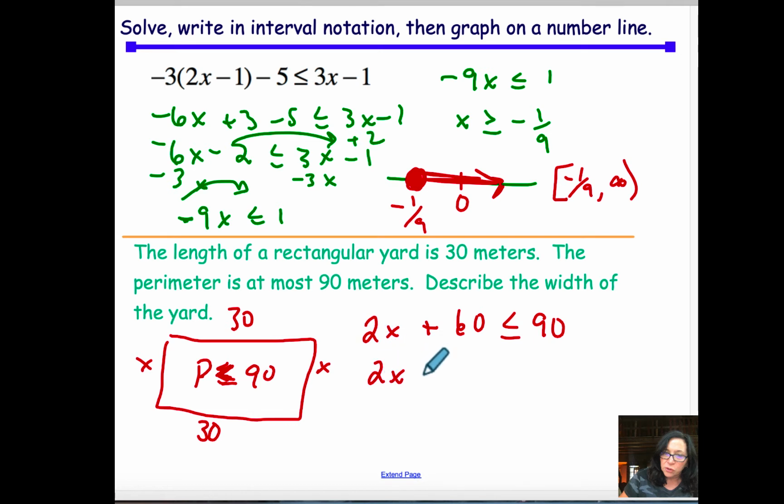So we have 2x is less than or equal to 30, x is less than or equal to 15. So that means that the width must be less than 15 meters. So you would say x is less than or equal to 15.